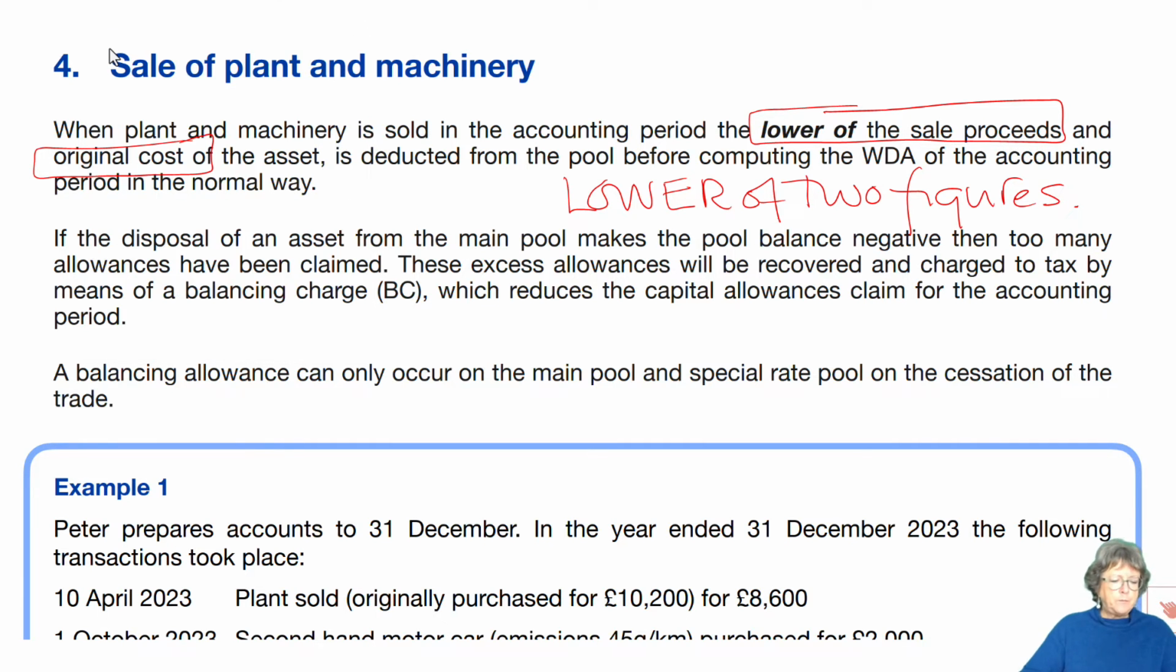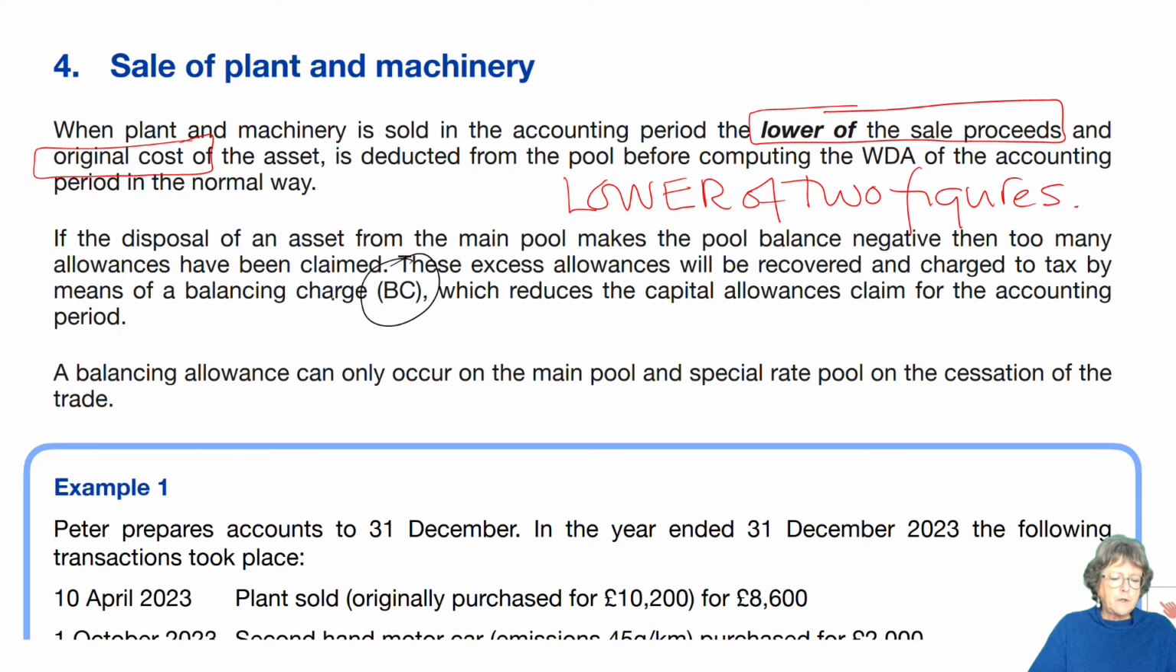That's better. If the disposal of an asset of a main pool makes the balance negative, then too many allowances have been claimed. These allowances have to be recovered and you have to pay tax on them. It will give rise to what's known as a balancing charge, which reduces the capital allowances claim for an accounting period. It doesn't happen very often, but just be aware of it.